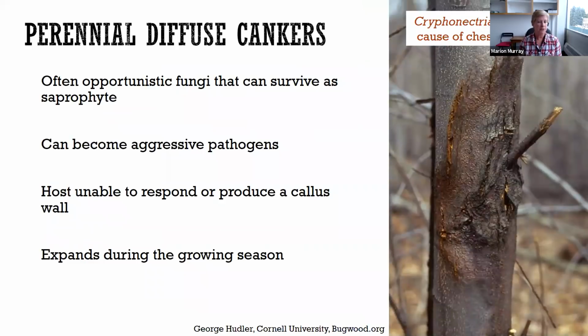And then finally, a diffuse canker. Those are the ones that are most deadly. The pathogen will grow during the growing season, but they're typically saprophytes, meaning they can survive on dead wood, and that's really where they would grow best. But with any kind of entry point to trees, like those wounds, they'll become very aggressive as a pathogen. And the tree is not able to grow any callus tissue to wall off the pathogen growth.